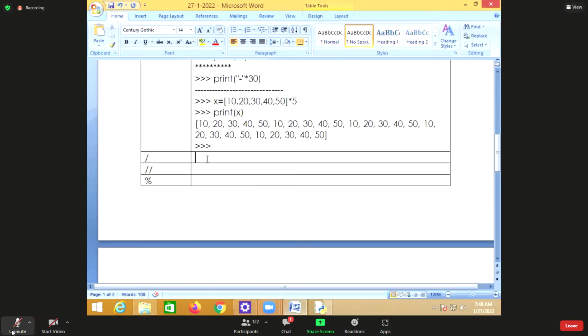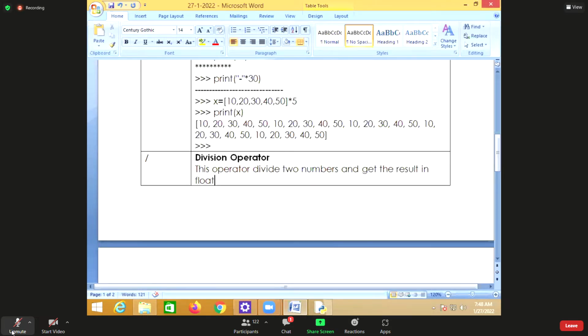Then there is one more operator, which is called a slash. Now this is called the division operator. This operator divides two numbers and gets the result in float.